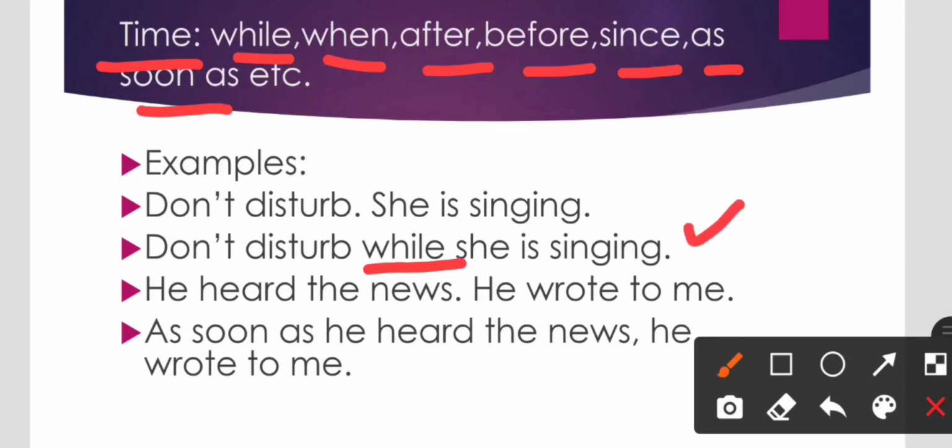Which part of speech tells us when a thing is done, how it is done? I just told you. So that is adverb. Adverb clause. He heard the news, he wrote to me. As soon as he heard the news, he wrote to me. Okay. So we have used here as soon as.